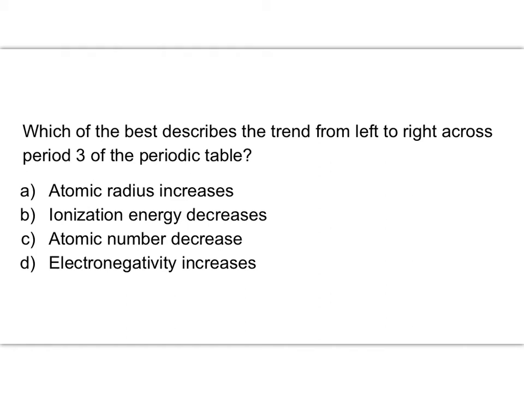Which of the following best describes the trend from left to right across period 3? So we're talking about a single row in the periodic table, and we're going from left to right. So we're looking for a trend that goes from left to right.